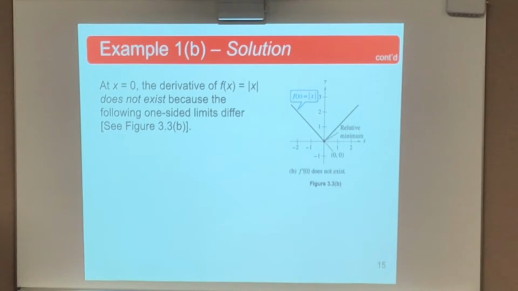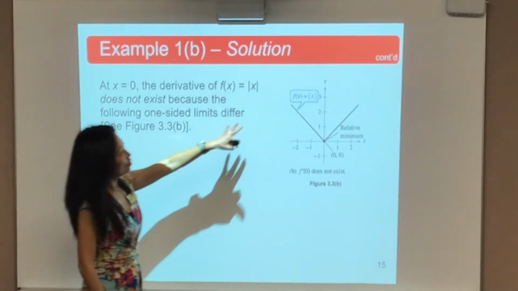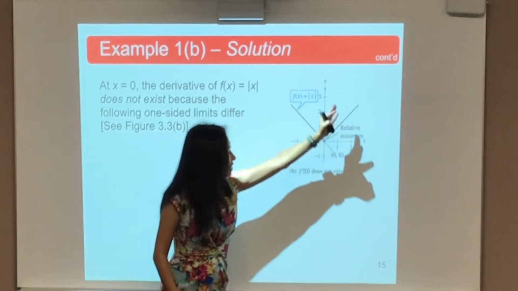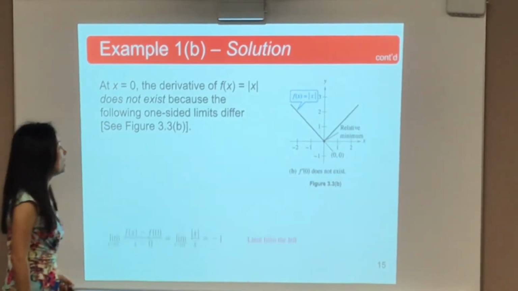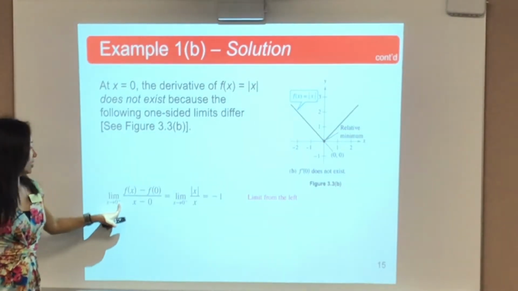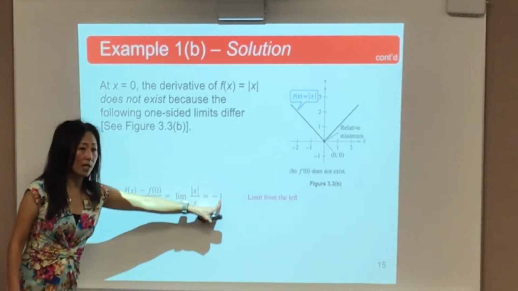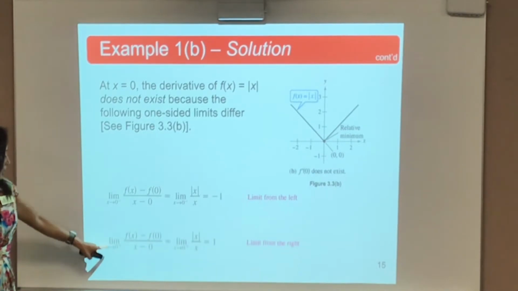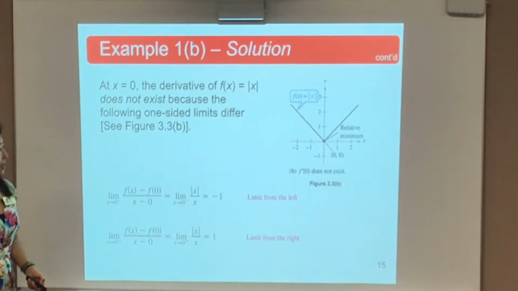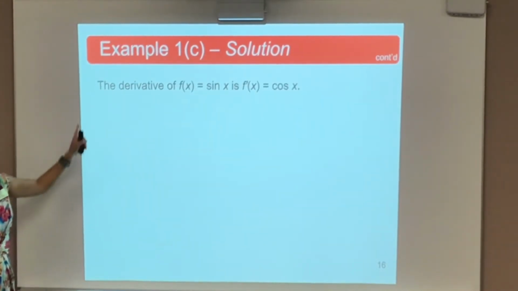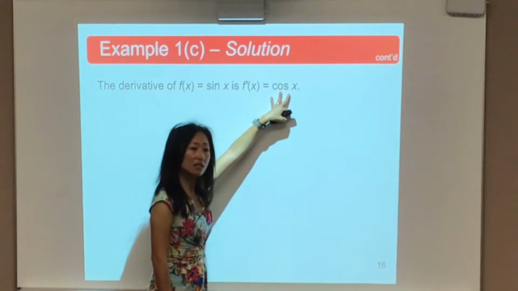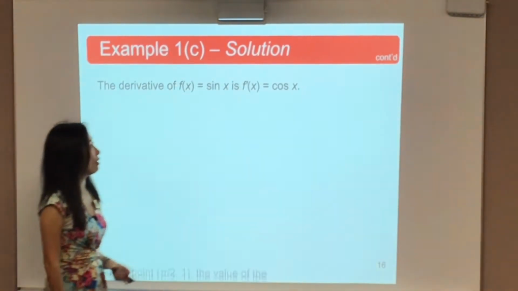All right, now look at this graph. As you know, this is absolute value, so I have a negative one slope and a positive one slope. So you have a minimum there. Looking at the negative side, you get negative one as your slope. Looking from the positive side, you have a positive one as your slope. And when you take the derivative of sine x, it is just cosine x, which is the easy part.